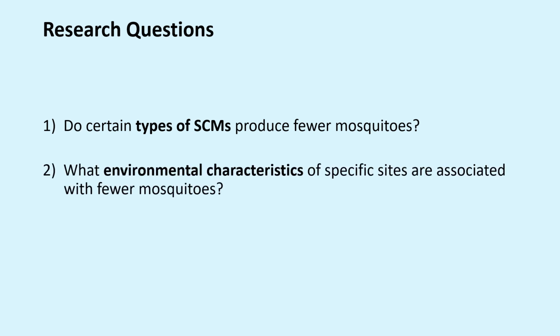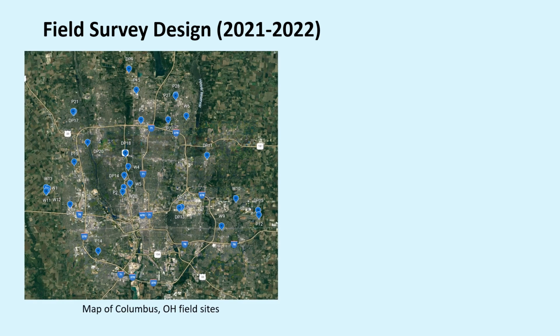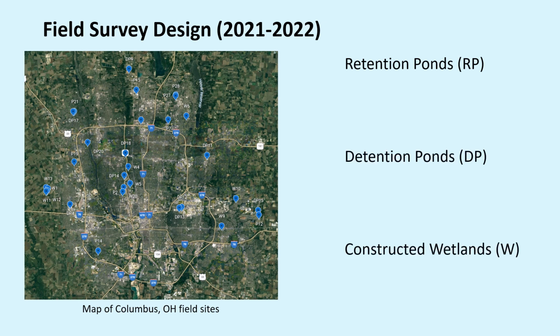Beyond that, we expected there to be a lot of variation between specific sites, and so I wanted to ask the question, are there particular environmental characteristics of these different sites that are associated with fewer mosquitoes? To address this, we conducted a field survey experiment in the summers of 2021 and 2022. We identified 30 different locations from around the Columbus or Franklin County area. These 30 sites were divided into three different types: retention ponds, detention ponds, and constructed wetlands.